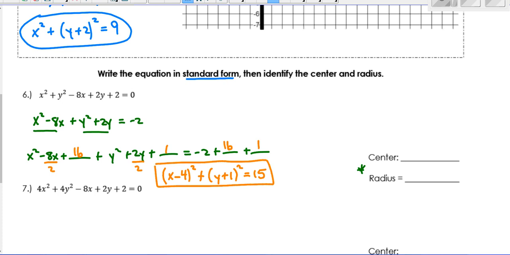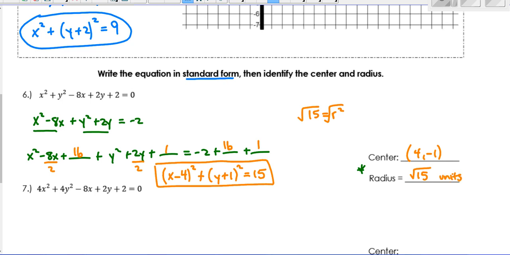Okay, that standard form tells me that my center is at 4, negative 1, and my radius, remember I set this equal to r squared, my radius is the square root of this. Okay, and we're going to give our answer as an exact value. So I could say that my radius is square root of 15 units.